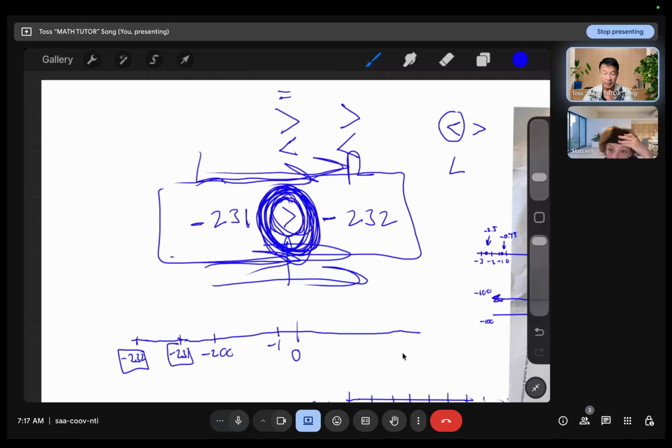That's it. But you can also say it this way too. Negative 231 is closer to 0, right? You can say it two ways. Negative 232 is further away from 0, but you can also say that negative 231 is closer to 0. Therefore, it's greater than negative 232. Is that okay? Okay. Yeah.